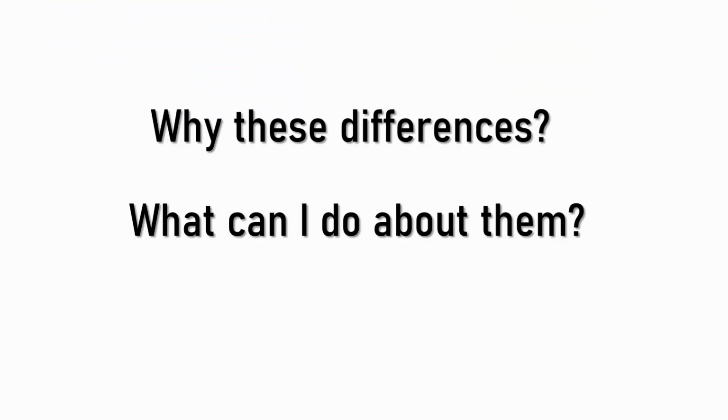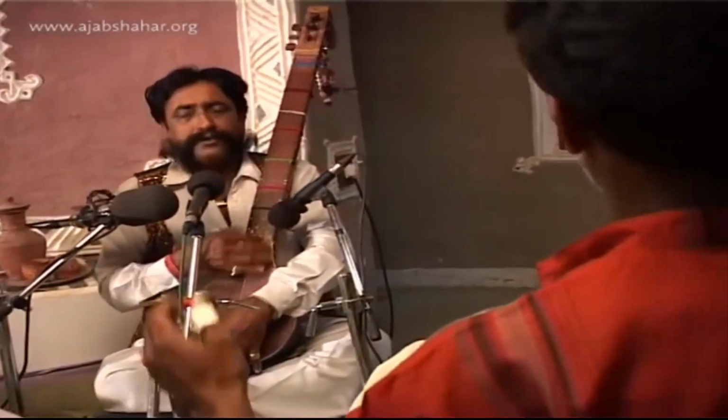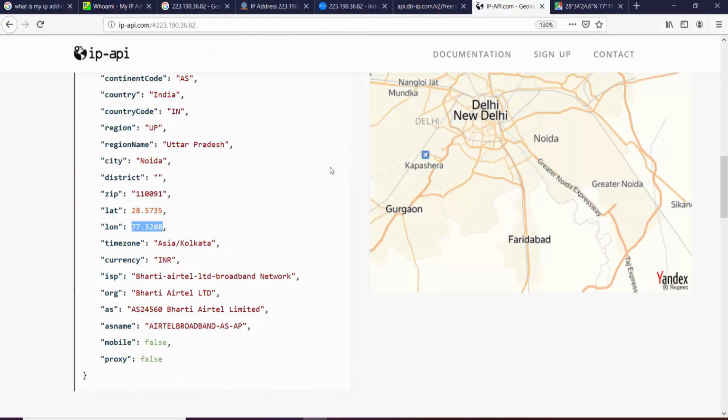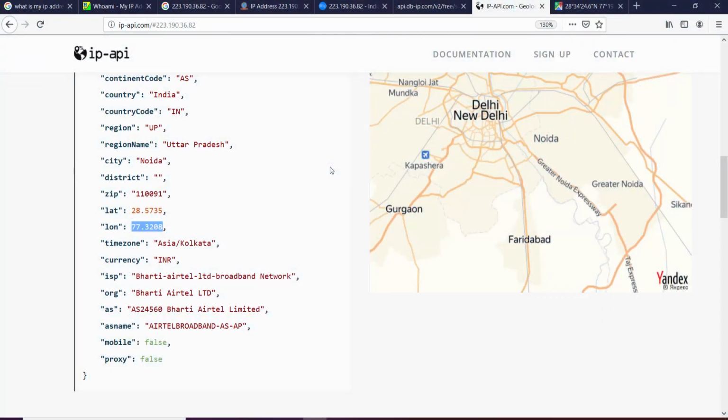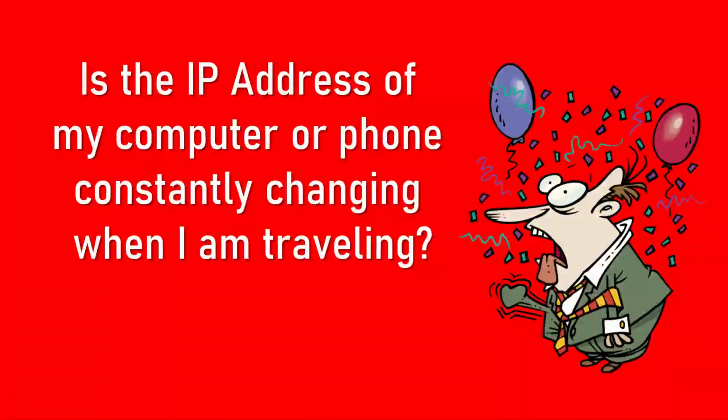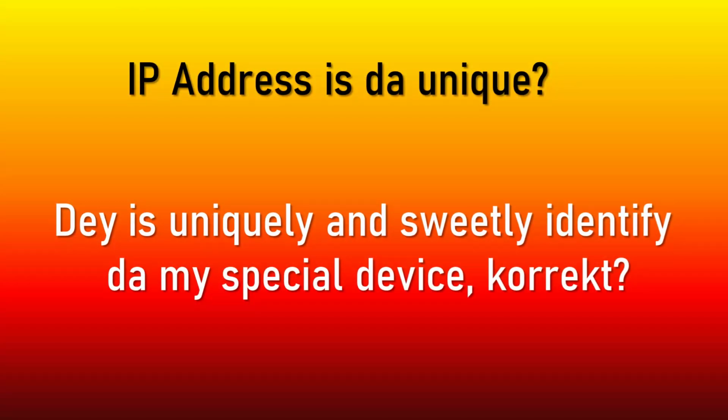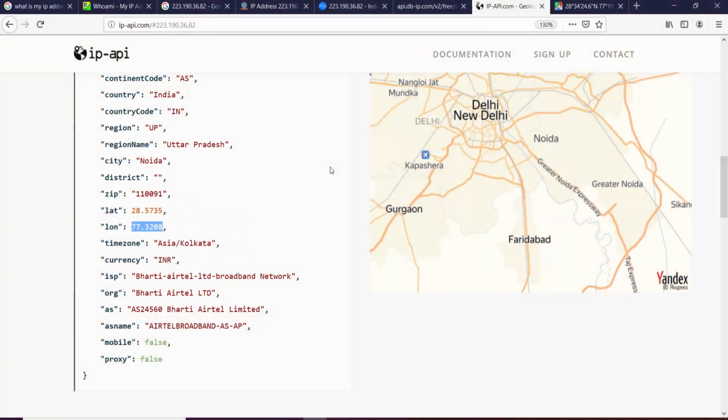So, why are there these differences in these services, and what can you do about it? One, what can you do about it? If you want the user's location, the best way is to ask the user's permission for their geolocation and get the geolocation using the geolocation API. Don't rely on an IP address. IP addresses change as you're traveling also, depending on the nearest cell tower that you're in. As to what an IP address is, do I have different IP addresses while I'm traveling? How is that? I heard that IP addresses are unique, they uniquely identify a device. I'm going to clear a few of these misconceptions in this video.